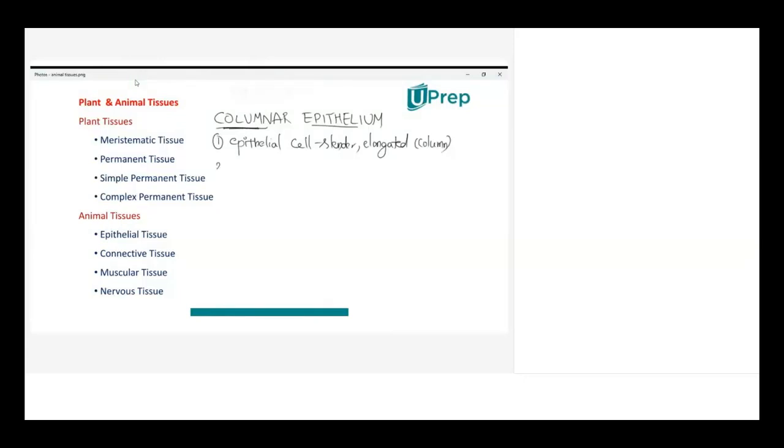Now, where you will find the columnar epithelial cells, and what is the importance of columnar epithelial cells in that particular location? So, we'll first discuss the location. You will find the columnar epithelial cells in the stomach and in the intestine. So these organs are, in stomach and intestine, you will be finding structures like this.